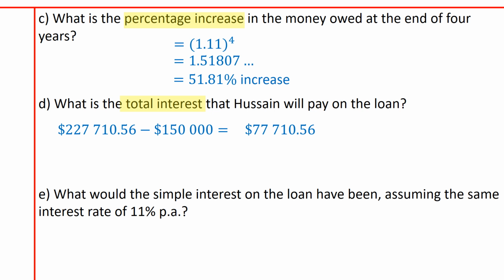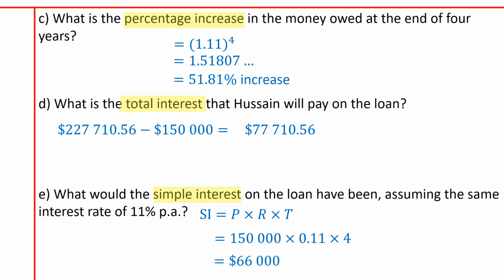And again, part E says, what would the simple interest be on the loan? So again, I'm going to write out my formula and sub in my values. You can pause the video at any stage and have a go at any of these questions yourself. Okay, so we've got the principal, the rate as a decimal, and then the term. Entering that into your calculator gives $66,000 as the simple interest on that same loan.